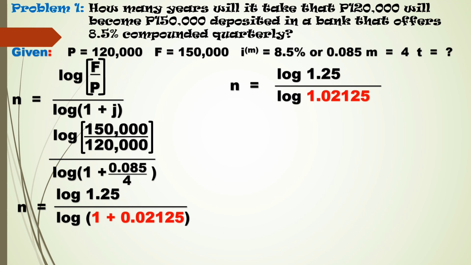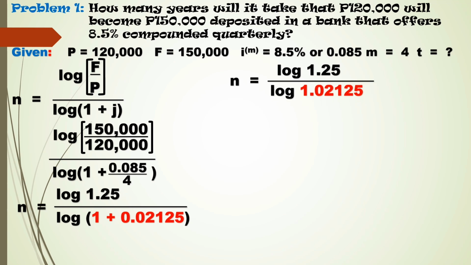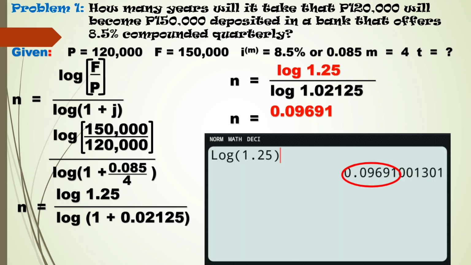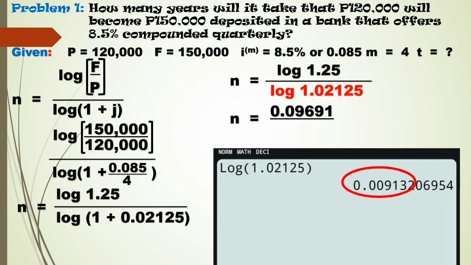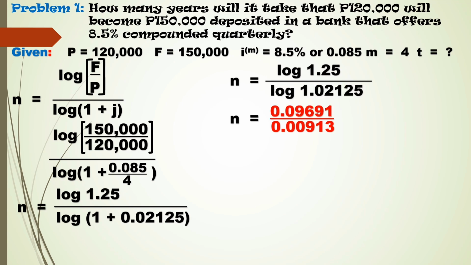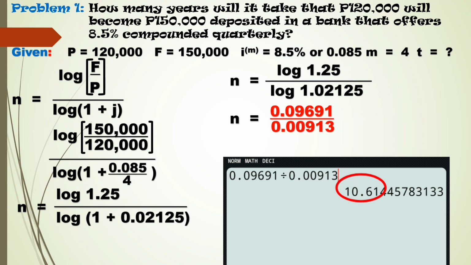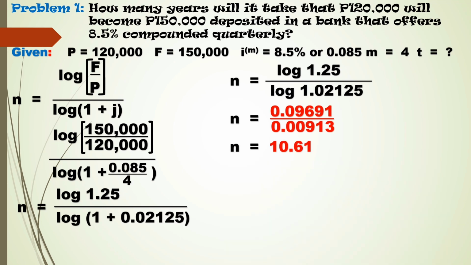Using a scientific calculator, get the logarithm of both the numerator and denominator. The logarithm of 1.25 equals 0.09691. The logarithm of 1.02125 equals 0.00913. Divide the results. 0.09691 divided by 0.00913 equals 10.61. And we now have the exact value of n, which is 10.61.